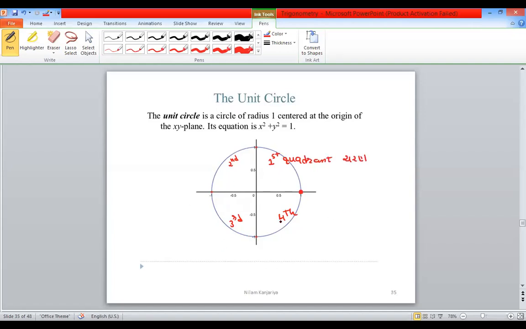પહેલો ભાગ, બીજો ભાગ, ત્રીજો ભાગ, ચોથો ભાગ is the first, second, third and fourth quadrant. If I'm starting from here, it's my initial point and it is always 0.